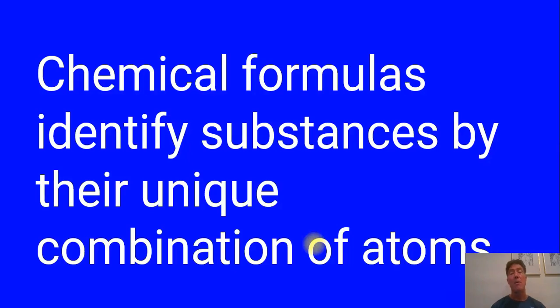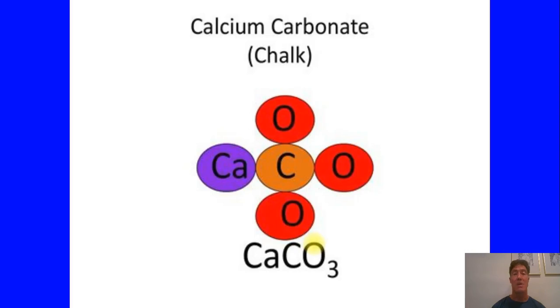Now remember, chemical formulas identify substances by their unique combination of atoms. So here's calcium carbonate, also known as chalk. It's a compound of 3 different elements. It has 1 atom of calcium, 1 atom of carbon, and 3 atoms of oxygen. And all calcium carbonate will have that same composition.